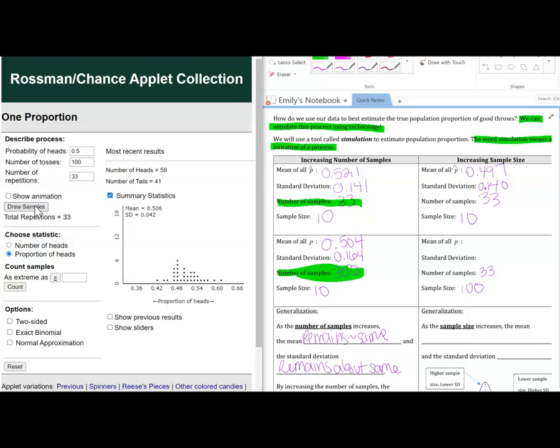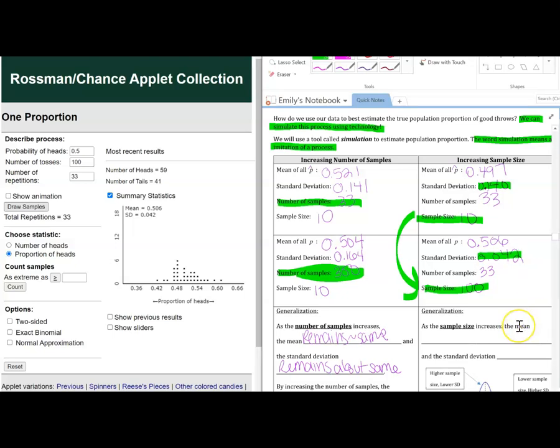Okay, so my mean is still about 0.5. But my standard deviation changed to 0.042. So again, as my sample size increased, oops, sorry, I'm highlighting the wrong thing. As my sample size increased, look what happened to your standard deviation. It went from here to here. So did it increase or decrease? You should be thinking it decreased. So as our sample size increased, our standard deviation decreased.